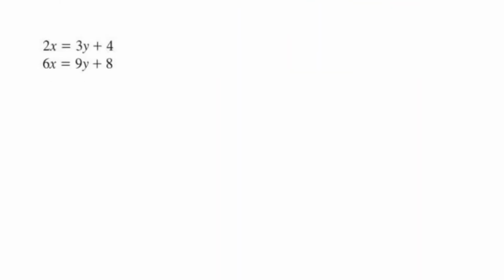Let's move on to letter N. 2x equals 3y plus 4, and I have 6x equals 9y plus 8. All right, so this is where the questions become a little bit harder now, because if I take a look at this first equation, what can you isolate for? Let's go ahead and just try to isolate for x here. So the equation is 2x equals 3y plus 4.